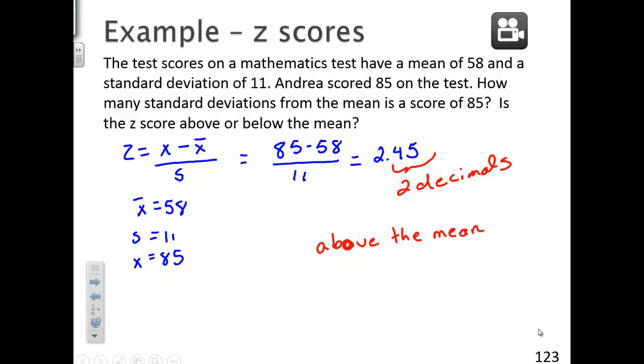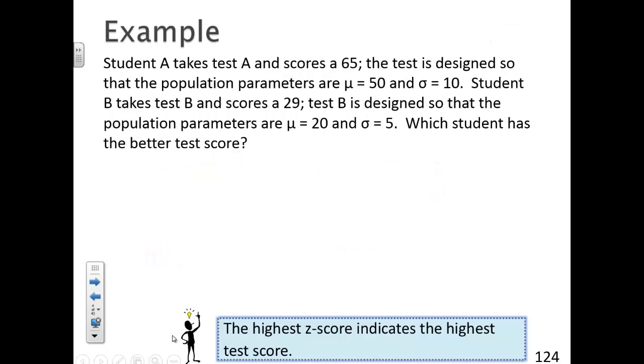Now on the next slide, we'll look at comparing two values. So we have student A. So let's write down our information. Student A takes a test and scores a 65. So the data value is a 65. The test is designed so that the population parameters are mu equal to 50 and sigma equal to 10.